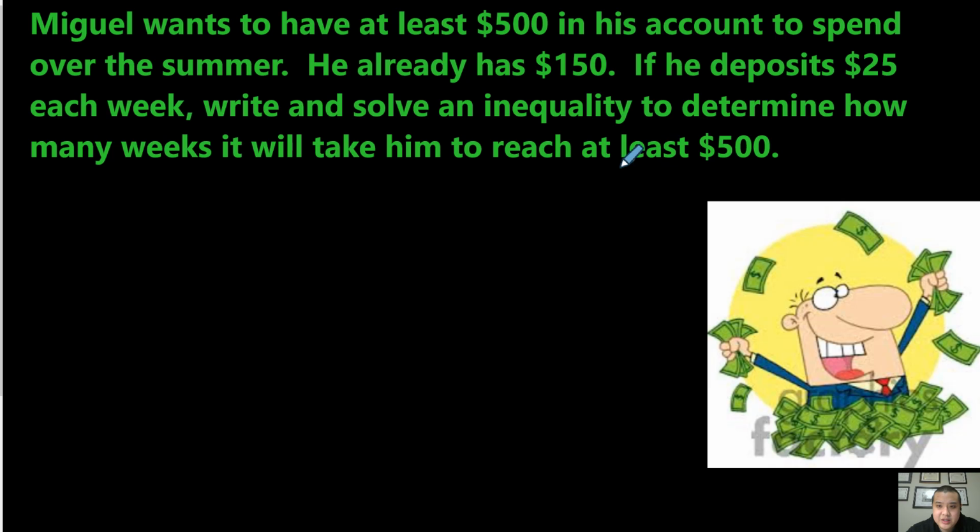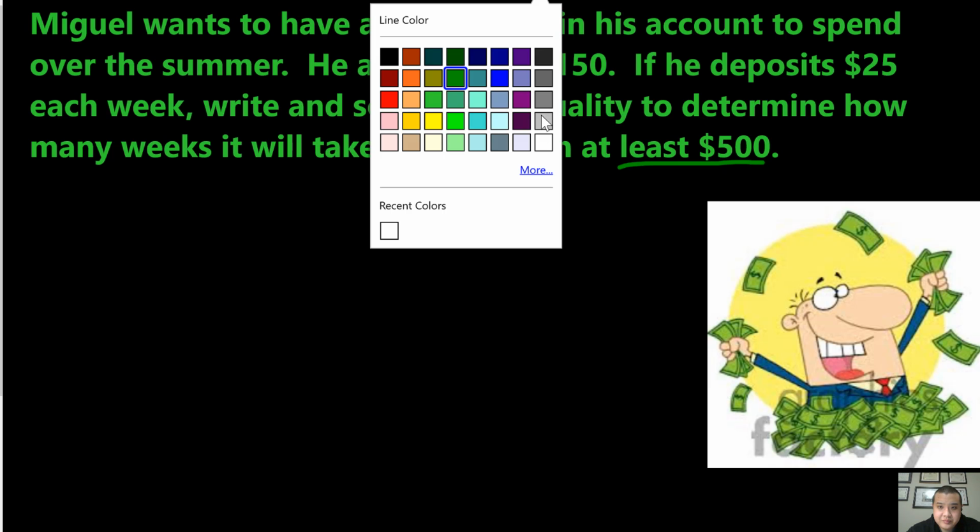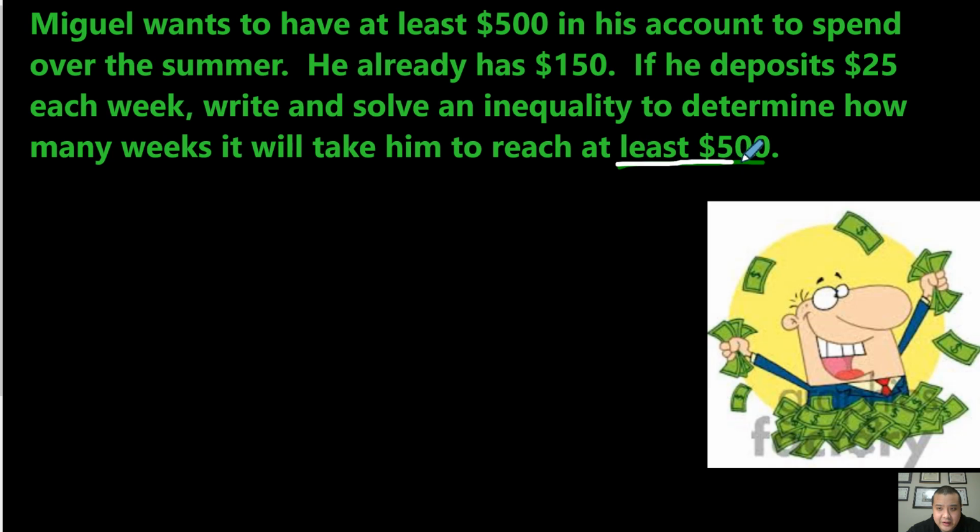So he wants to reach at least $500. That means that he can have more than $500, but he wants to have at least. So it's 500 or more. So therefore, we're going to use the or equal to sign. So he wants $500 or more. And so he already has $150.